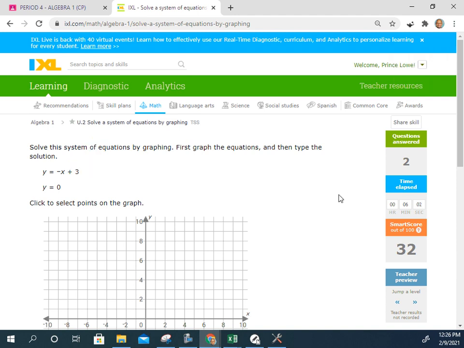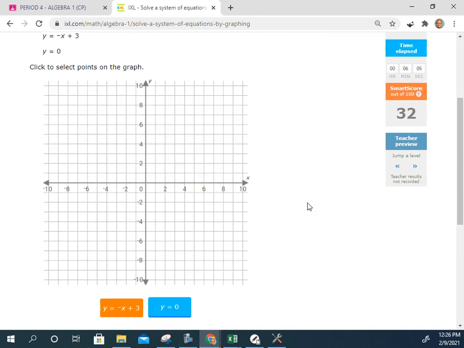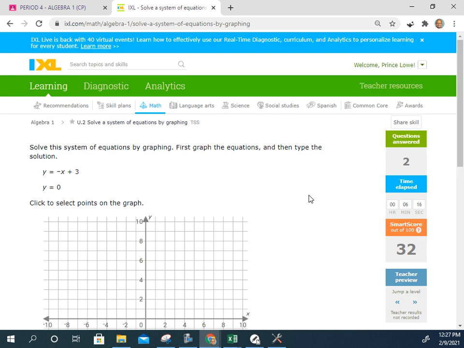So that's how your IXL works. Remember, you are getting to an 80. 80 gets you full credit. 90 gets you 5 bonus. 100 gets you 10 bonus. Anything less than 80, you get less than full credit.